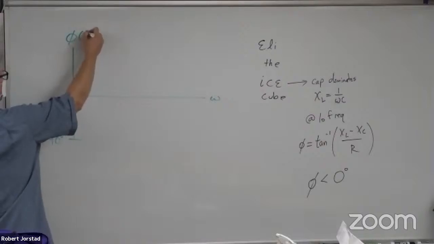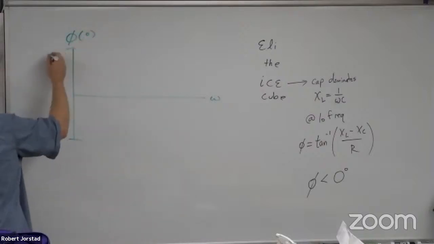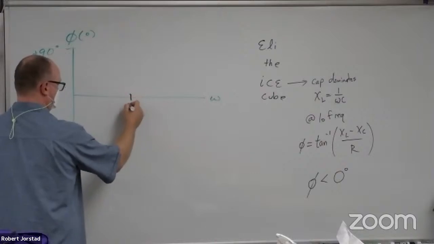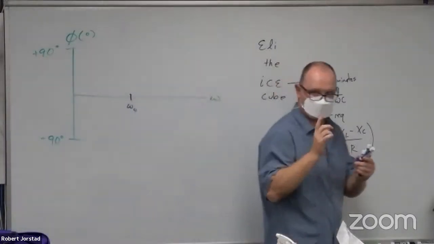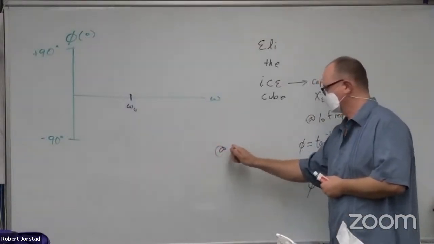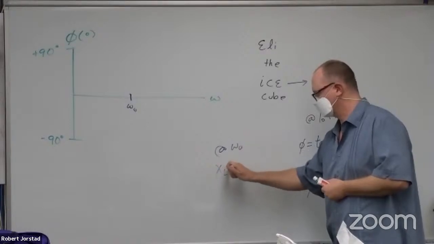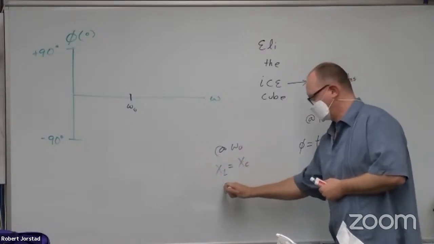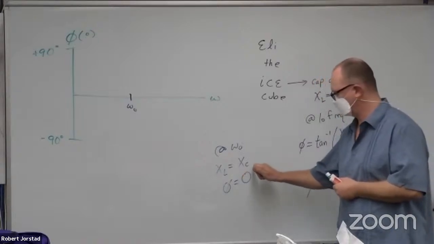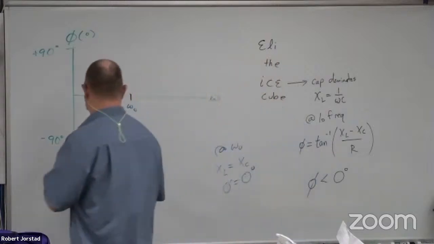So we're going to plot this in degrees here. So I bet you the other one goes to positive 90 degrees, right? And then what value do you think it takes at omega naught? Well, at omega naught, what's true about these two things? They balance. What's the phase angle? 0. So it's going to do something like this.